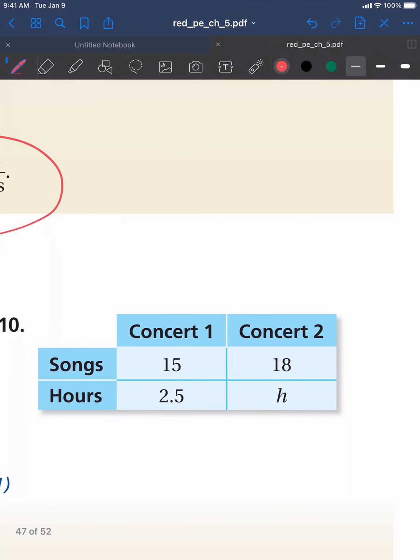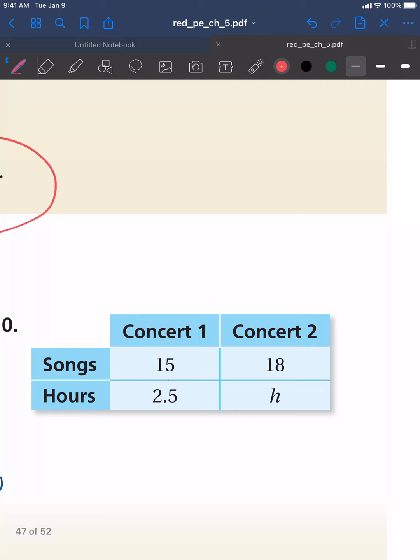Super easy. How about this one? Songs per hour. Once again, all you're going to do is make your little fraction bars and set them equal. That's it. H equals 0.